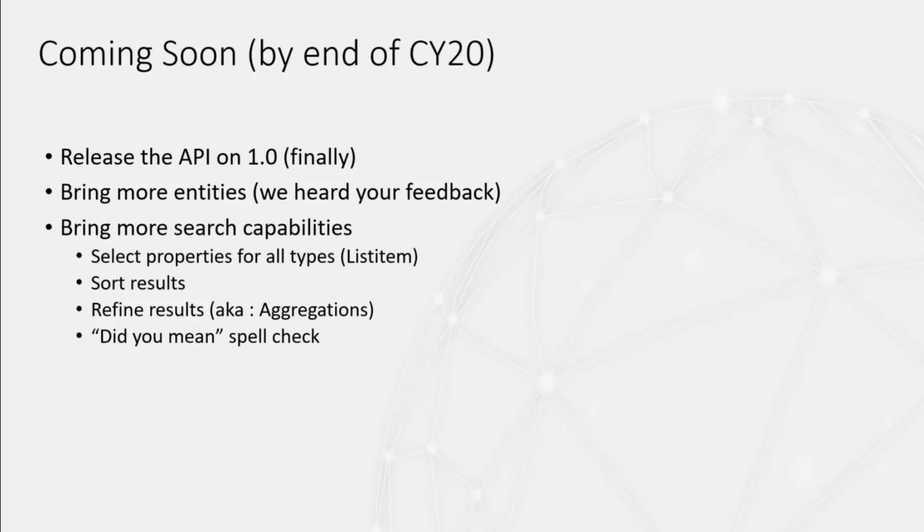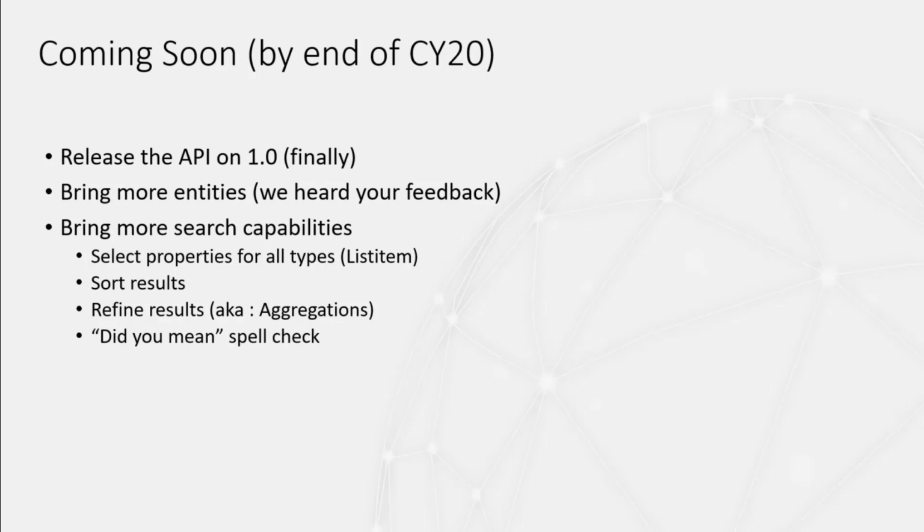So the third bullet point here in terms of search capabilities. We are adding some more search capabilities. So we are finally supporting select properties for all types. So let's take two examples. You need to manipulate drive items, but you only need 2 properties.